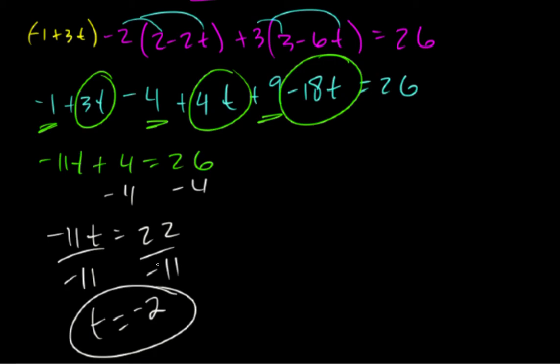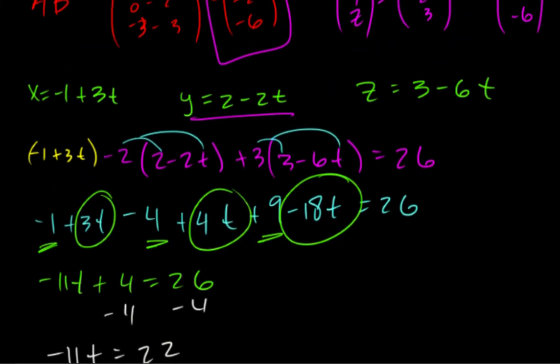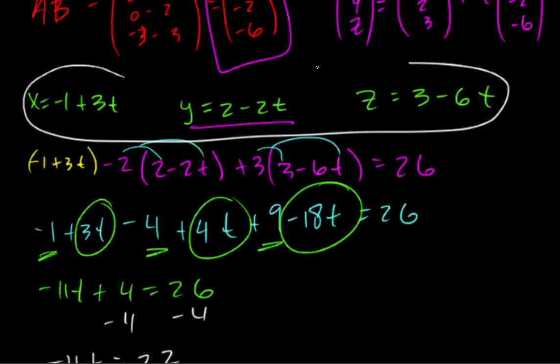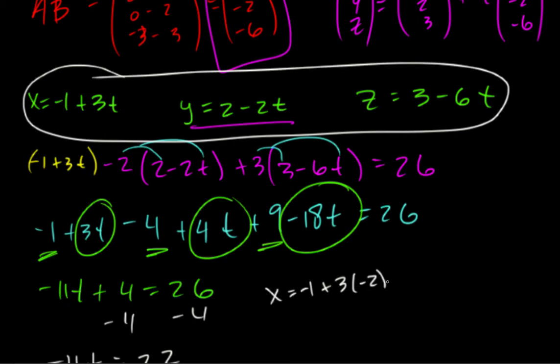And then we need to find our x, y, and z values. So we know that when t equals negative 2, that's when they're going to meet. And so we're going to plug in t equals negative 2 to these. So x equals negative 1 plus 3 times negative 2. And we get negative 1 minus 6. So x is equal to negative 7.